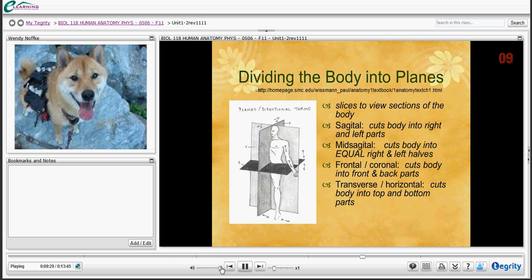Superficial refers to something being close to the surface of the body, while deep refers to something being inside the body. For example, the skin is superficial to the muscle, or the muscle is deep to the skin.